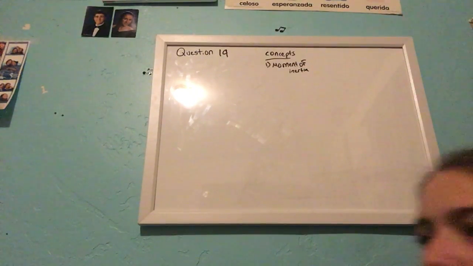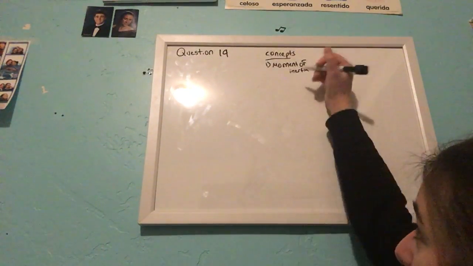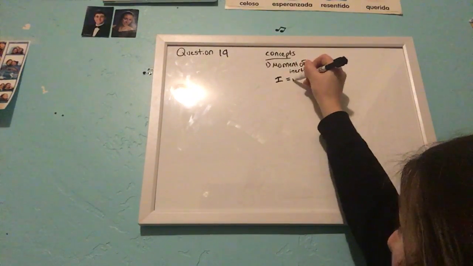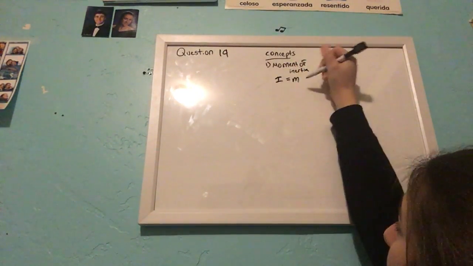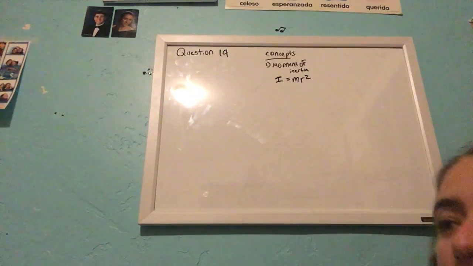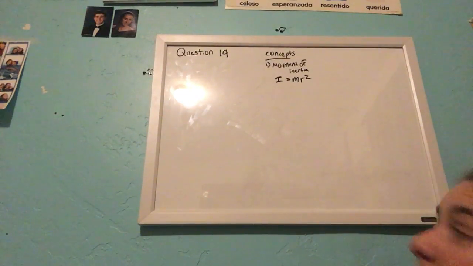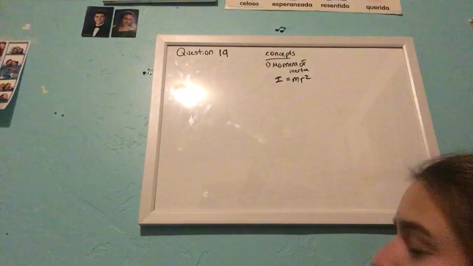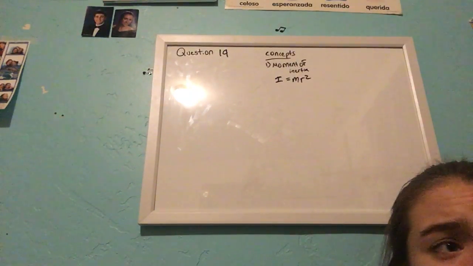I am going to give the formula for moment of inertia. We say I, which is moment of inertia, is equal to m, the mass, times r squared. R is the radius. So I equals mr squared is the formula for moment of inertia.